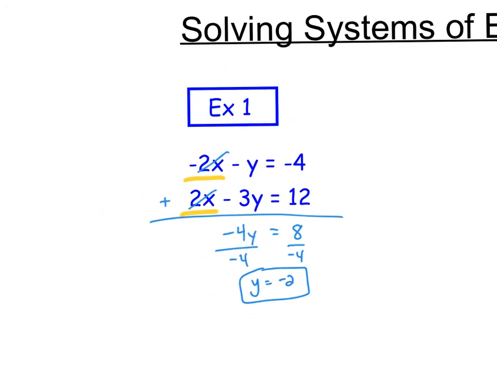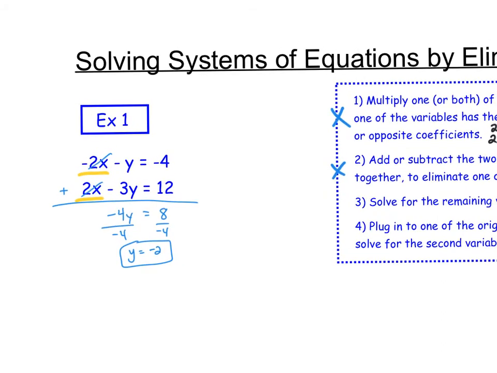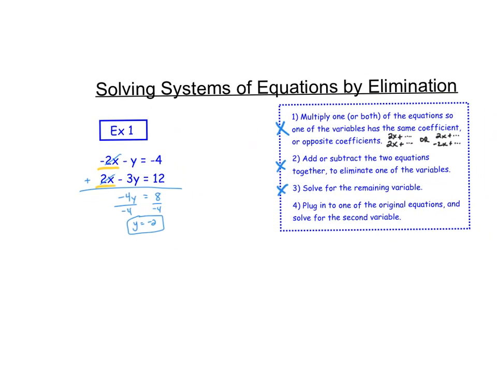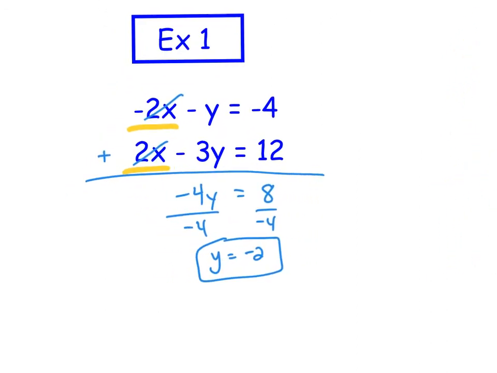If we're looking at our steps, I can zoom out here. We added the two equations together, and then we solved for that remaining variable. Now step 4 is plug it into one of the original equations and solve for the second variable. So now we're going to figure out what x is by plugging negative 2 in for y. I'm going to choose the original first equation. You could use the second equation. That's totally fine if you did that.